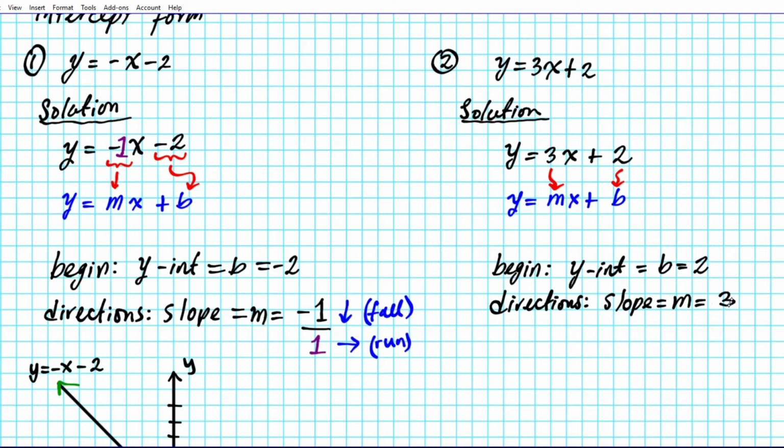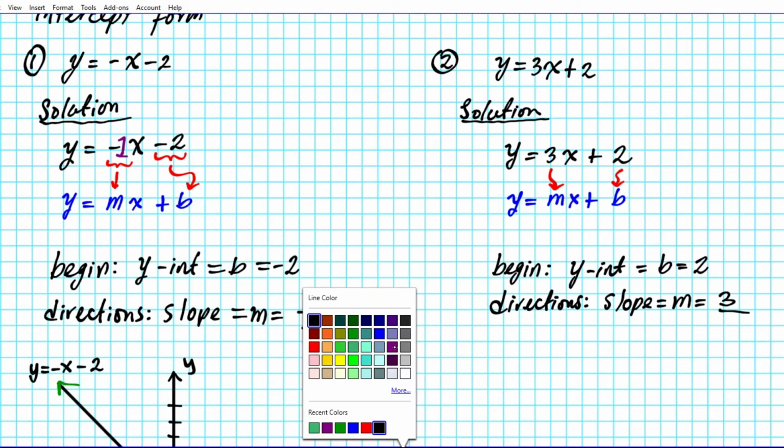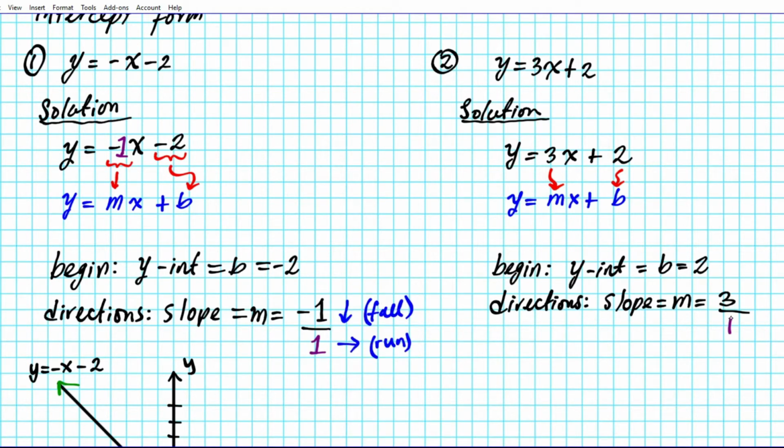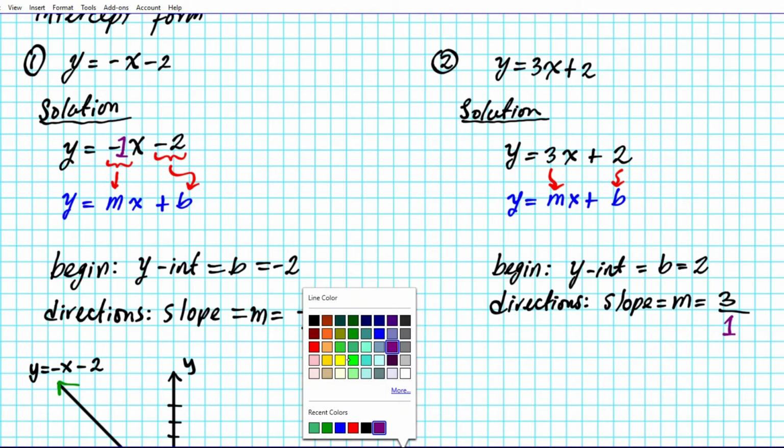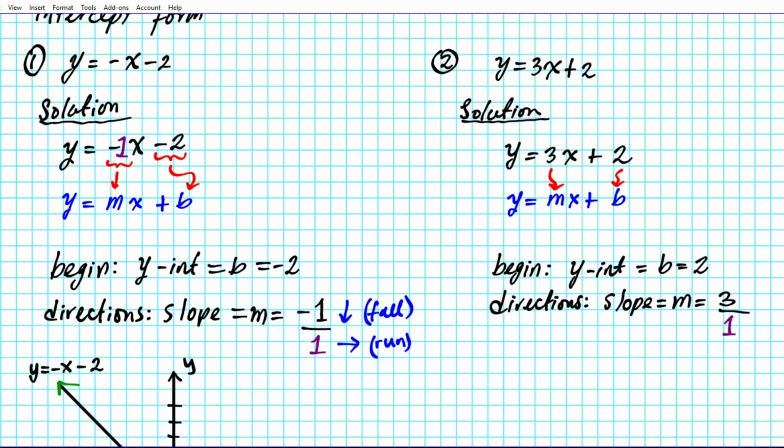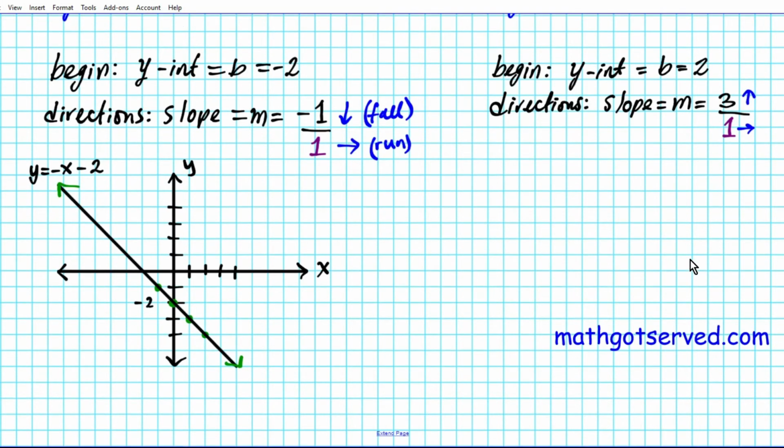What's the run? Every time your slope is an integer, please express it as a fraction so you know what your run is. Okay? So in this case, we are going to rise 3 units from the beginning, 2 on the y-axis, and then we're going to run 1 unit. So there goes my rise over run. Now let's go ahead and use these two pieces of information to graph the line.